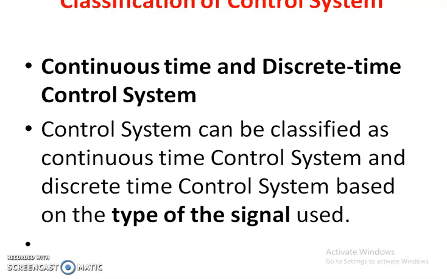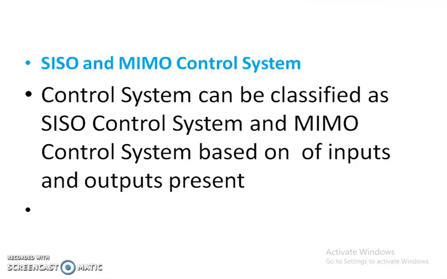The control system can be classified as continuous time control system and discrete time control system based on the type of signal used. Then SISO and MIMO control systems. The control system can be classified as SISO control system and MIMO control system based on the inputs and outputs present.